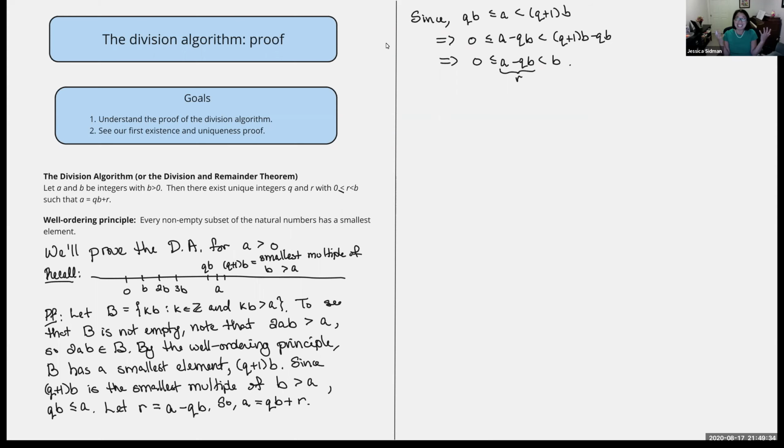So R is even a legit remainder, okay? So I have found that a Q and R from the theorem exist. So therefore, we have A, Q, and R for the theorem statement. Okay, and now we have to prove that this Q and R are unique.